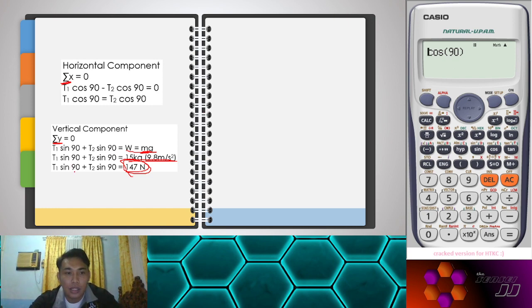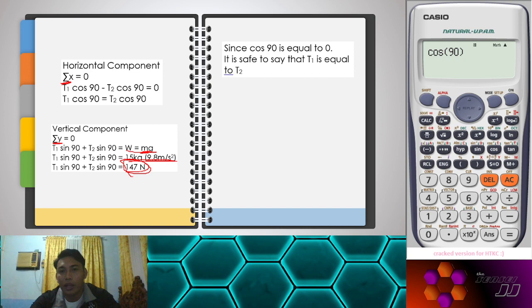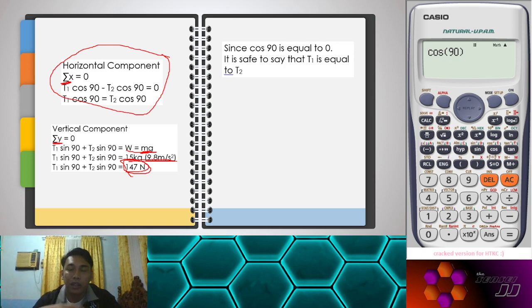Okay, so if T1 sine 90 plus T2 sine 90 is equivalent to 147, what's next, sir? What are we going to do next? Since, as you can see, our cosine 90 is equivalent to 0, it is clearly stated in the first statement, which is the horizontal component, that our T1 is equivalent to our T2. Since they both have a value of zero, T1 is clearly equal to T2.